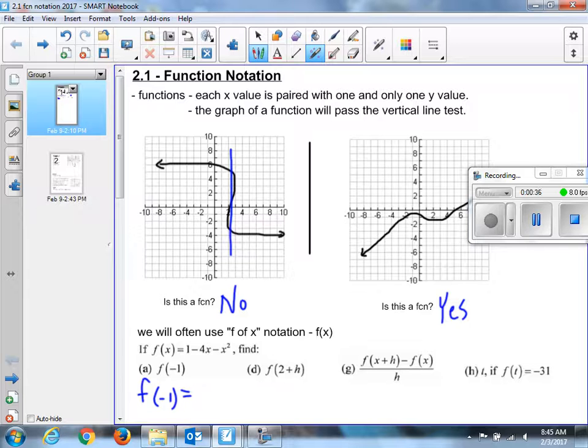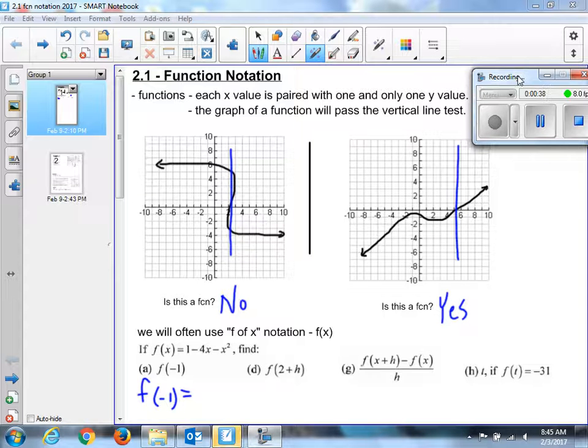The second example, anywhere you go, vertical lines, it passes. Each x value is paired with one and only one y value. That is a function.